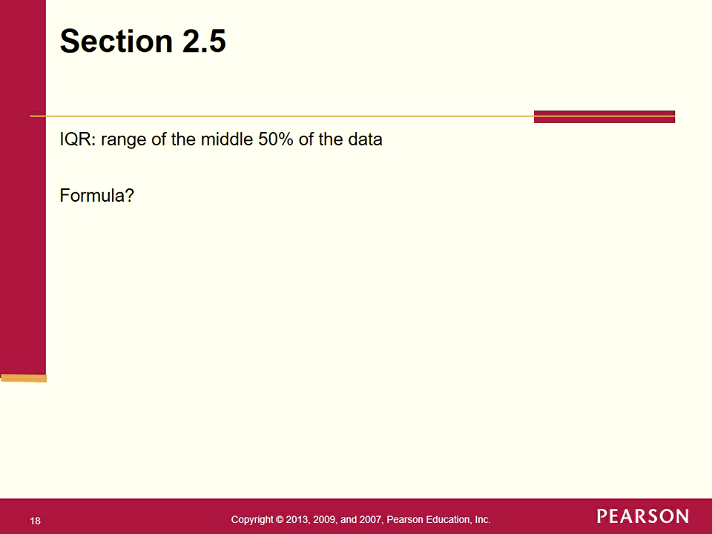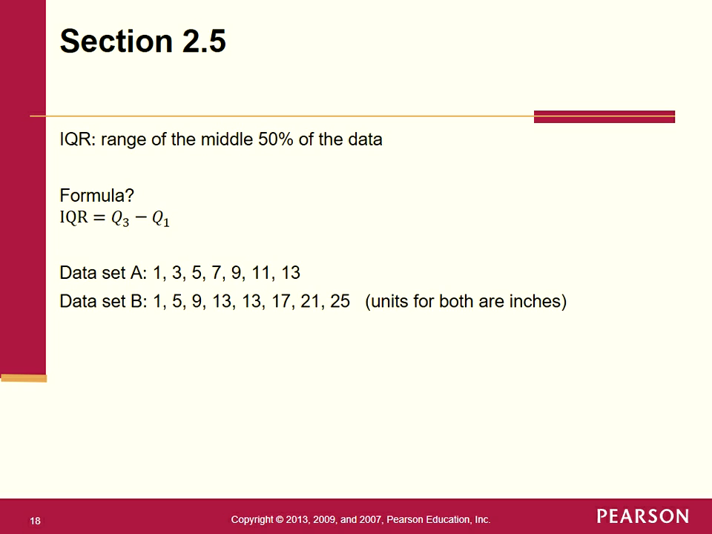What about a formula for the IQR? It's the range, maximum minus the minimum, of the middle 50% of the data. What's the middle 50% of the data? From Q1 to Q3. What's the maximum? Q3. What's the minimum? Q1. So there's our formula: Q3 minus Q1, maximum minus the minimum.